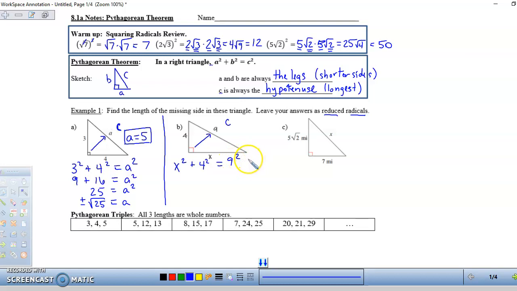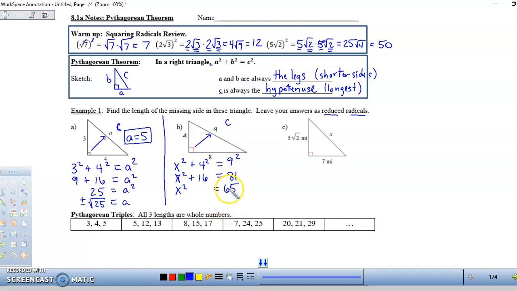9 squared. Okay, so simplify the squareds first. You can use a calculator too if you don't know that one. And now you have to get x squared by itself so that we can do that step of square rooting. So I'm going to subtract 16 from both sides. Okay, so minus 16, 81 minus 16 is 65.